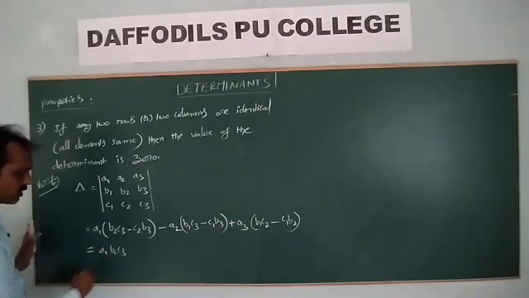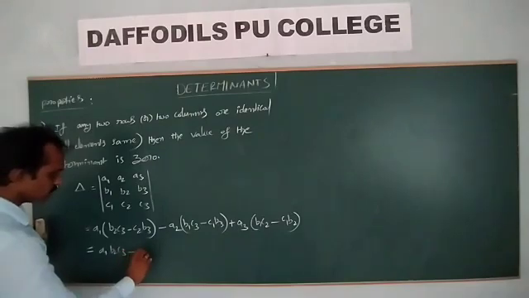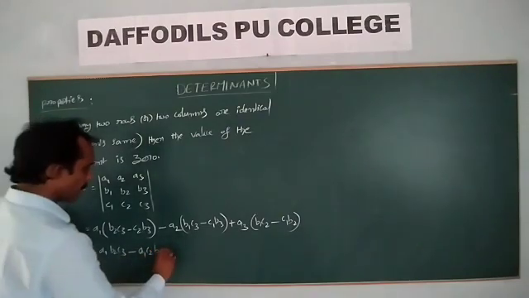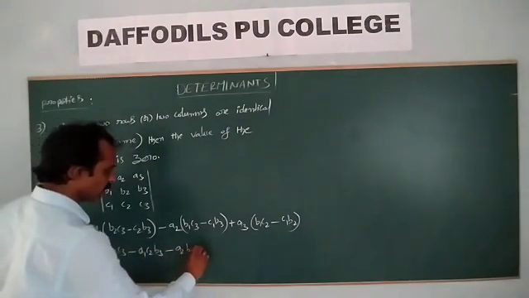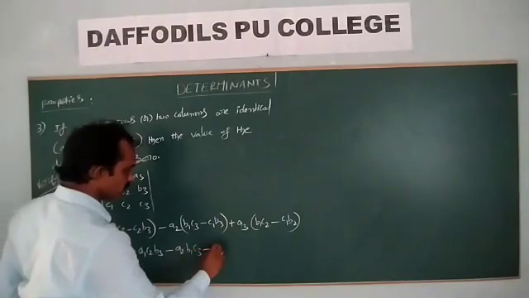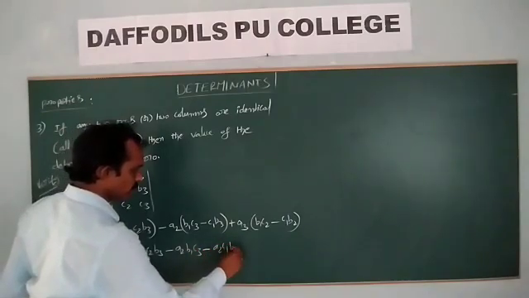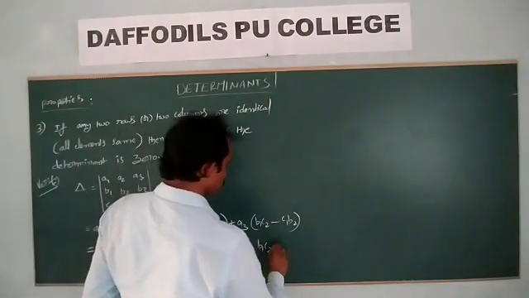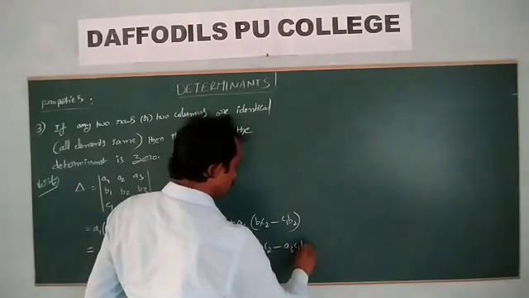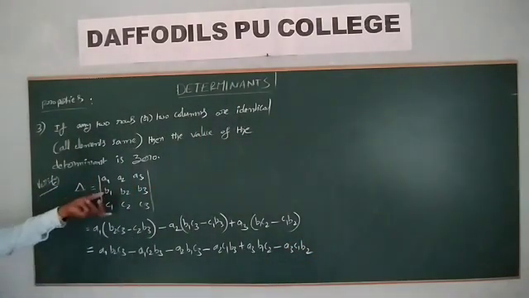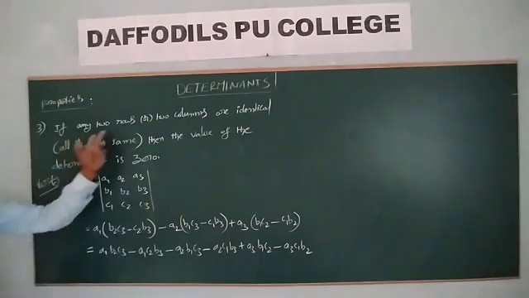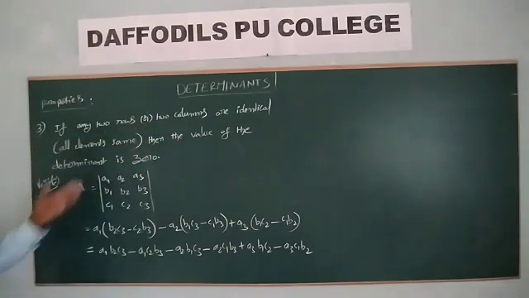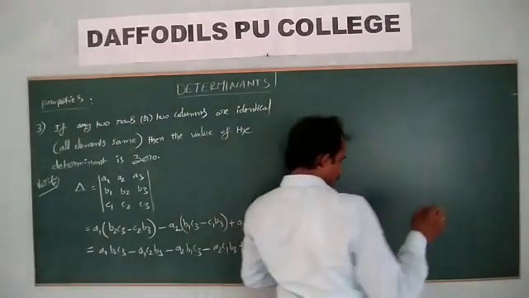Okay, this value: A1 B2 C3 minus A1 C2 B3, A2 B1 C3 minus A2 C1 B3, plus A3 B1 C2 minus A3 C1 B2. This is the normal value. So if any two rows or two columns are identical, then the value of the determinant is 0. Okay, I will take it like this.